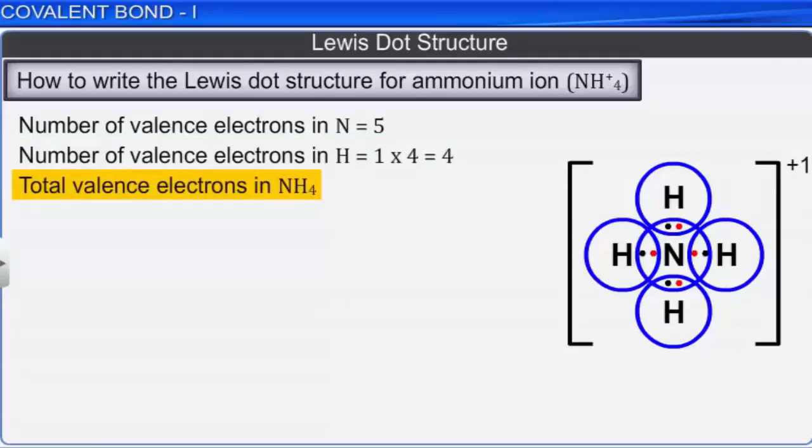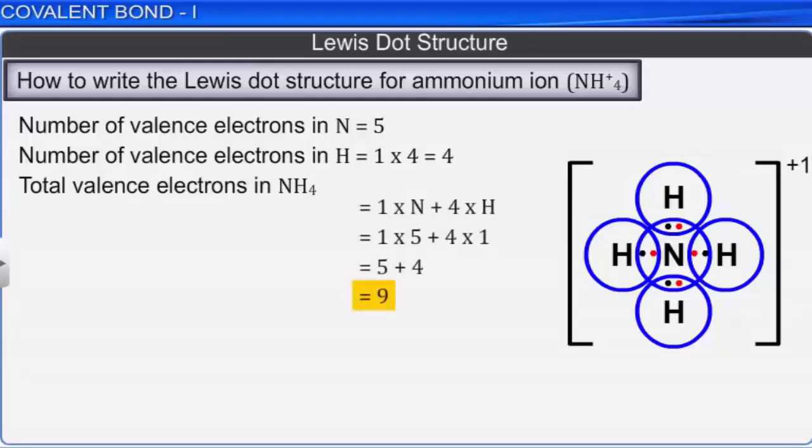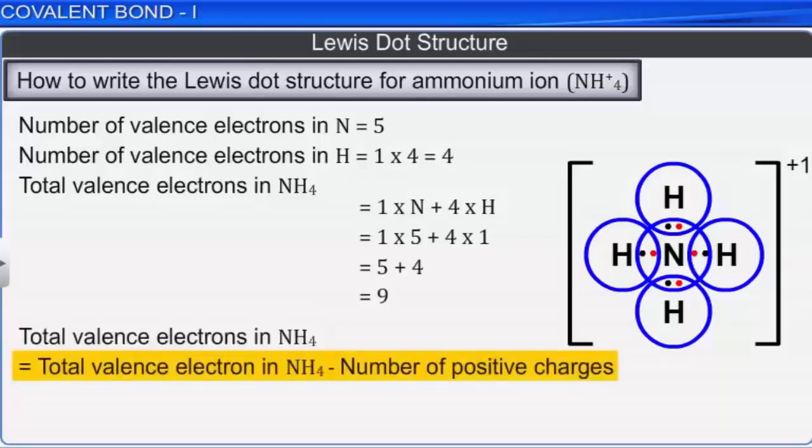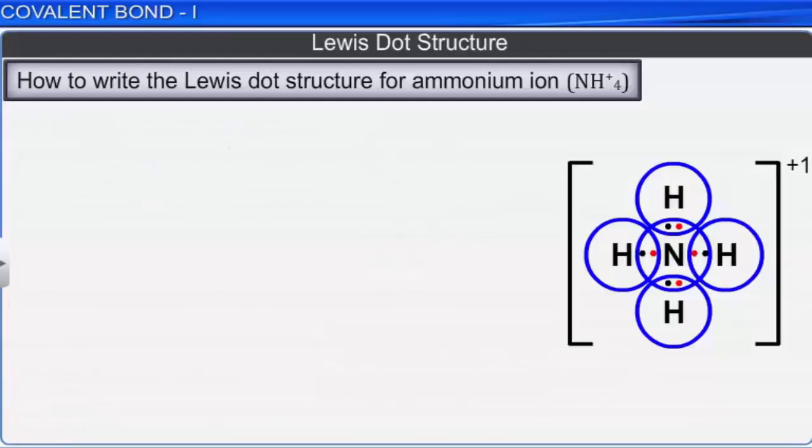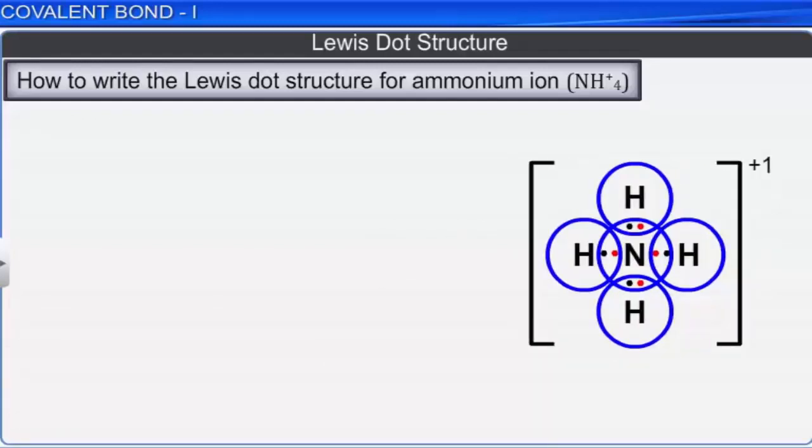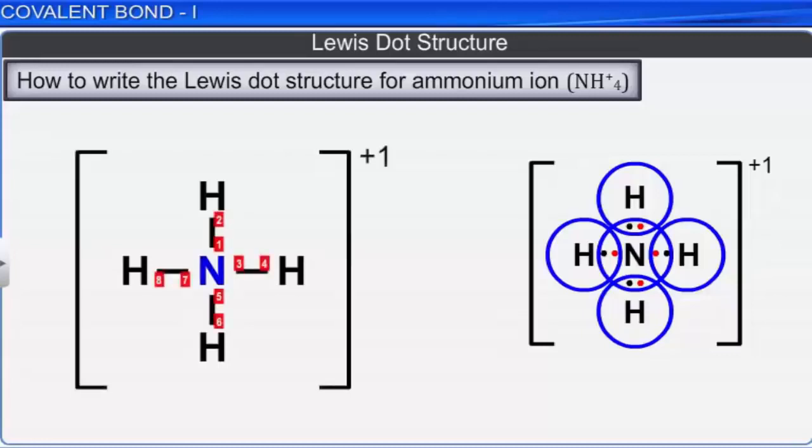That makes it 9. Hence, in the ammonium ion, the total number of valence electrons is 9 minus 1 equals 8. In the ammonium ion, nitrogen is placed at the center and the 4 hydrogen atoms are placed around it at the terminal positions. The skeletal structure of ammonium ion is as shown. When each hydrogen is bonded to nitrogen by a single bond, nitrogen attains octet and hydrogen attains duplet respectively, resulting in the shown Lewis structure.